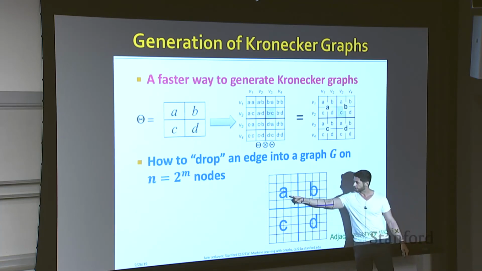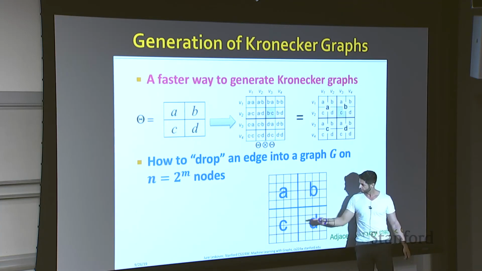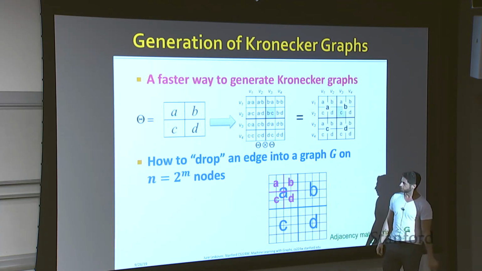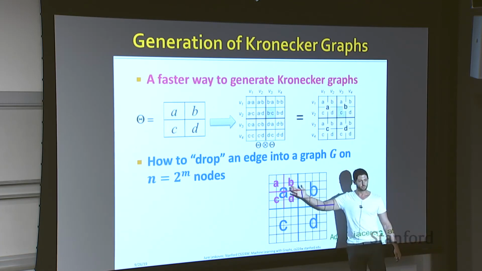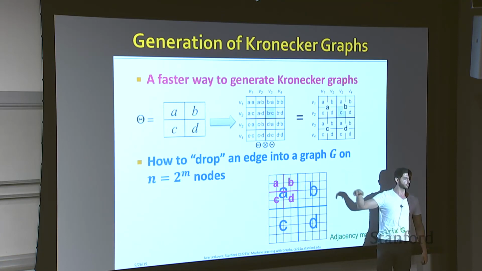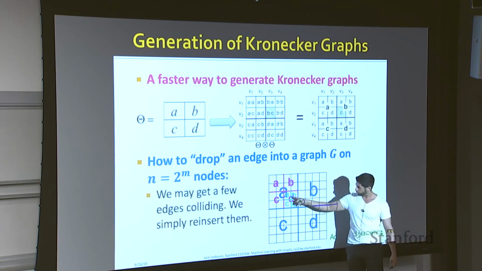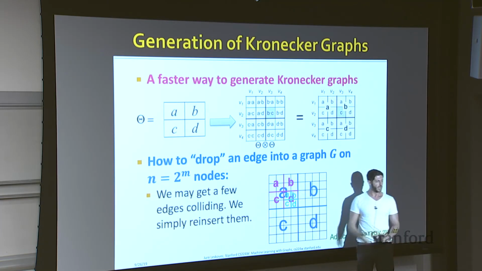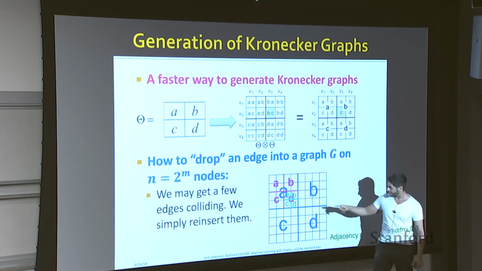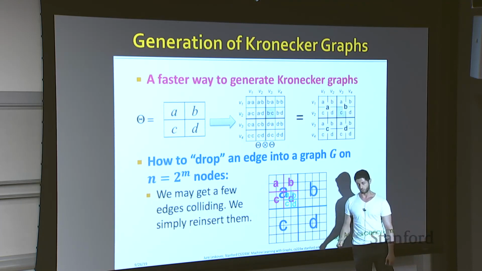So what we do is flip a coin for each quadrant, and this coin will tell us the edge is going to drop in quadrant A. And now recursively, we do this operation once again. We flip a coin here, and we end up in this subquadrant D, and we do it one last time, and we're right at the end, and now we can actually insert an edge in that graph.